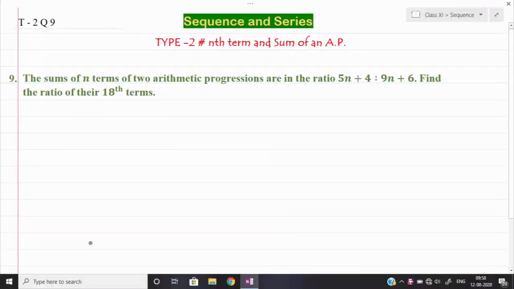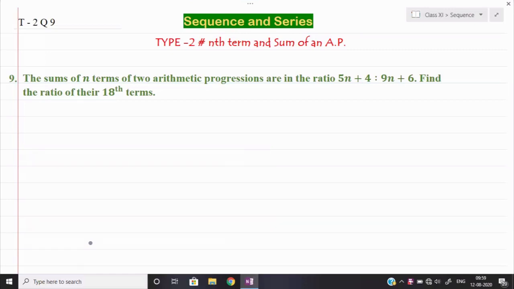Today we are going to start from question number 9 of exercise 9.2. So in this question, see what we have given. The sum of n terms of two arithmetic progressions. Two arithmetic progressions means we have been given two separate APs.